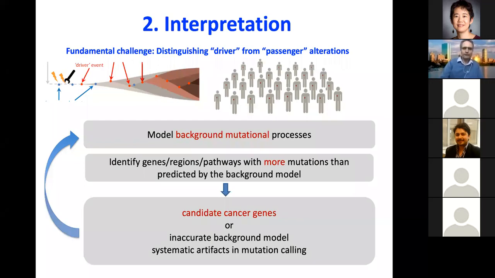Now I want to talk about interpretation. Now that we have the characterization data across a cohort of patients, we want to find the drivers. The way we do that is we build a statistical model of the random chance of mutations, or the background rate, and then identify genes, regions, or pathways that have more mutations than you'd expect by chance. And this gives us candidate cancer genes, or could highlight artifacts of or inaccuracies in our background model.